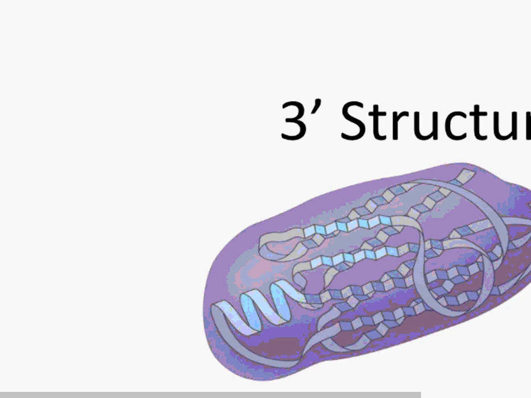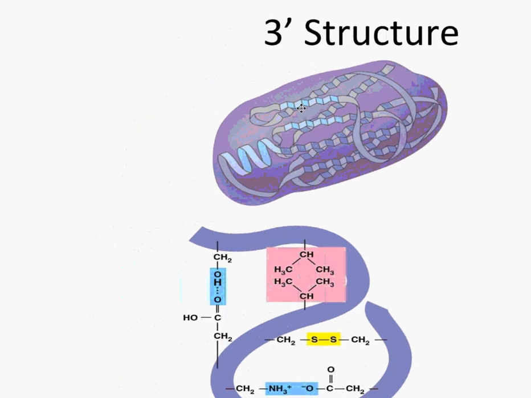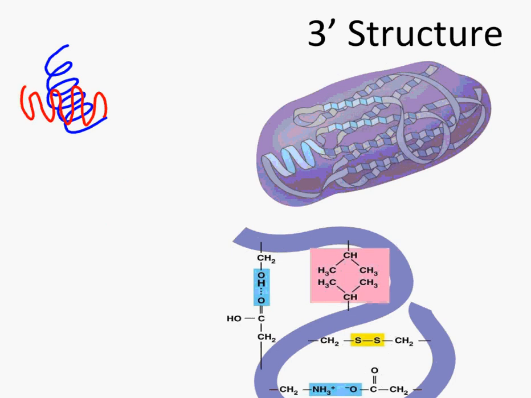The tertiary structure of the protein is where some proteins stop. For some proteins, this is the final structure. What's going on with the tertiary structure is you have several of these secondary structures that are connecting together to form this kind of three-dimensional pattern.